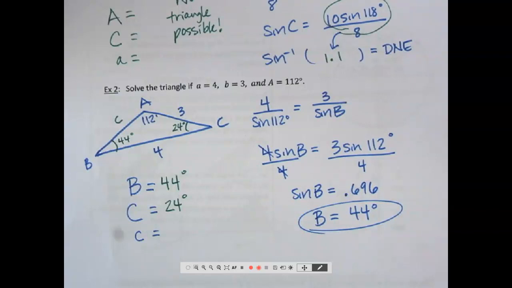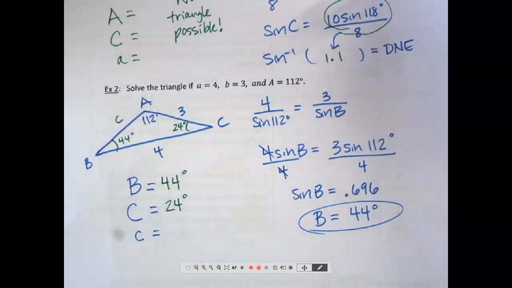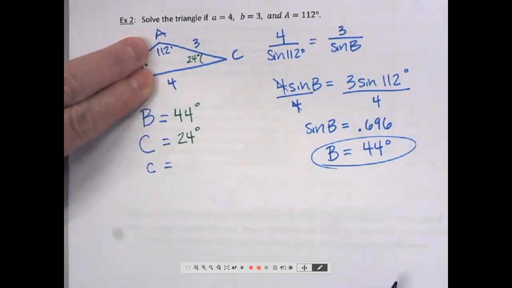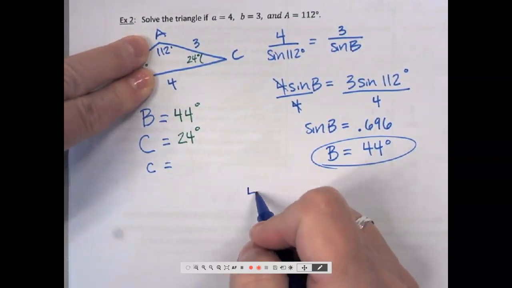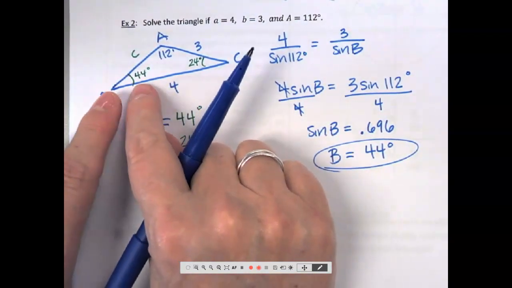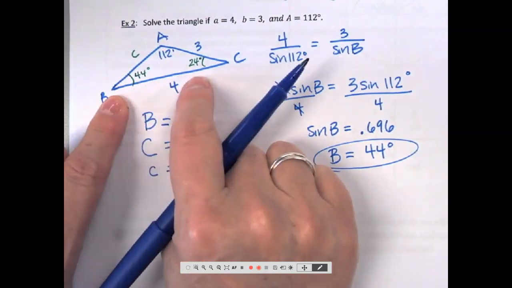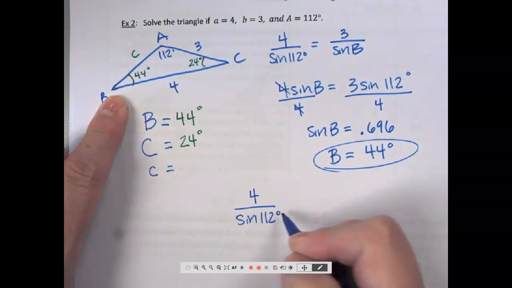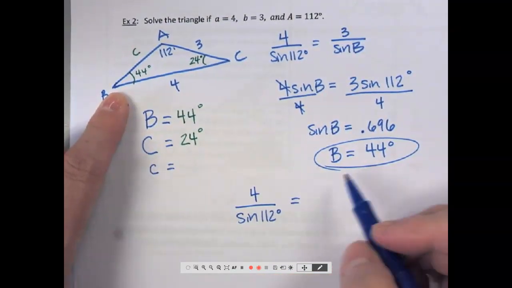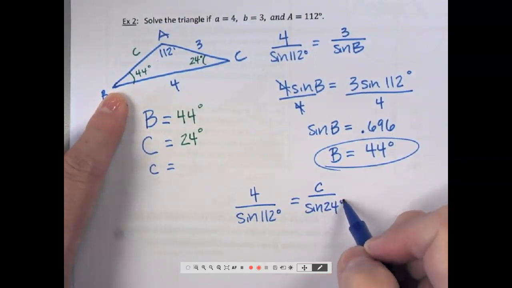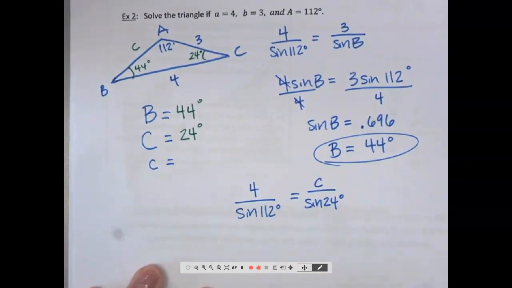Remember, I still don't have a right triangle, so I can't use opposite adjacent hypotenuse. I have to use law of sines again. Stick with the ratio that we started with because we didn't round that. If I use this 44, then I've rounded that answer. It's going to make my final answer be a little bit off. So I'm going to stick with the 4 and the sine 112, equals C over sine 24.